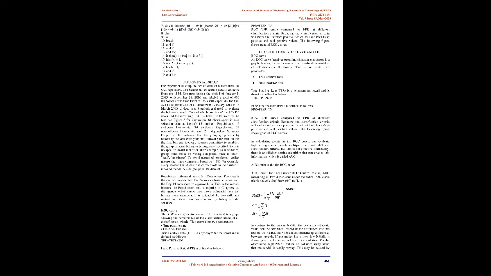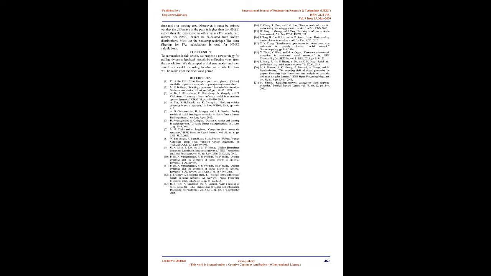For the grouping process of people in the network, we record the votes each year and, following the roll call, collect the first bill and ideology sponsor committee to establish the group. If some bill is not specified, there is no specific group identifier. For example, for a nomination, group votes based on voting categories, such as nominate. To avoid numerical problems, collect groups that have comments based on 18. For example, every senator has at least one vote in the cluster. We find that all k equals 20 groups in the data set.